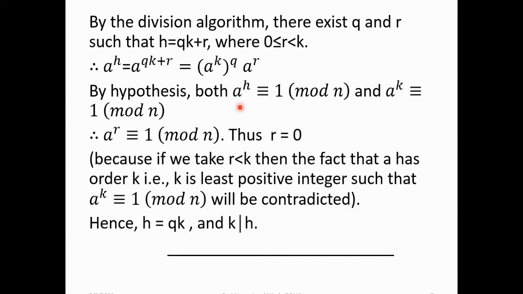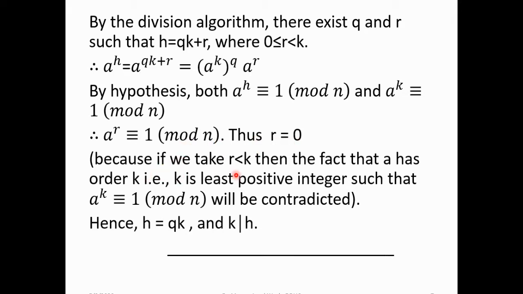Now by hypothesis, we know that a to the power h is congruent to 1 mod n, and this is also known to us, a to the power k is congruent to 1 mod n because a has order k mod n. So let us apply both of these things here. So a to the power h is congruent to 1, and a to the power k is also 1. So 1 to the power q will be 1. That means we get from here a to the power r is congruent to 1 modulo n. So that means r should be 0.